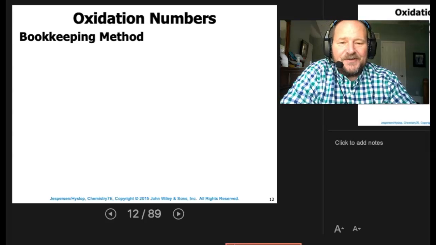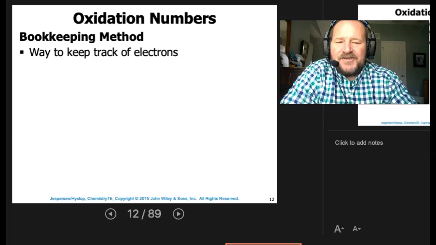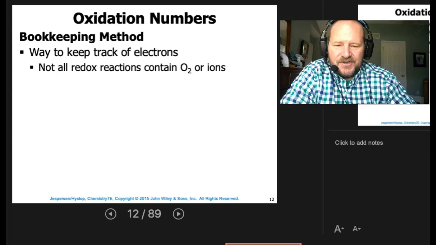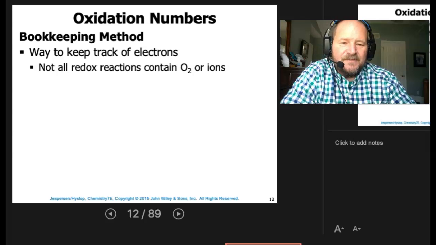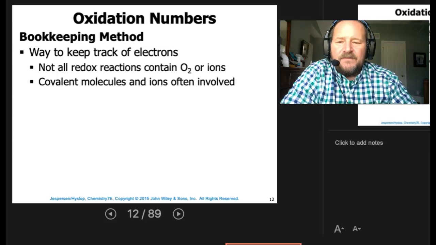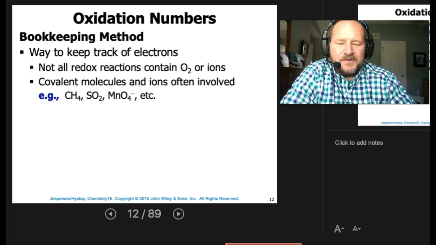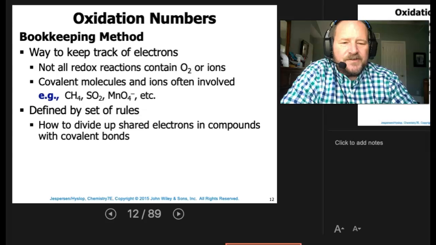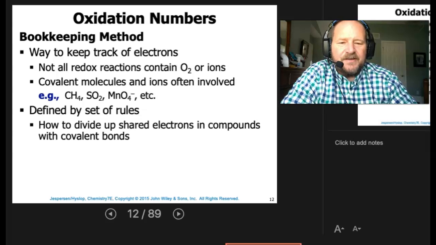That brings us to oxidation numbers. So again, this is going to be a bookkeeping method. It's just a way to keep track of your electrons. So not all redox reactions are going to contain O2 or ions. So what we have to do is just simply keep track of the electrons. Covalent molecules and ions are often going to be involved. So in other words, we can have methane, SO2, manganese, permanganate, things of that nature. Defined by sets of rules, of course. There's always rules, and we're also going to see that there's going to be exceptions to the rules.